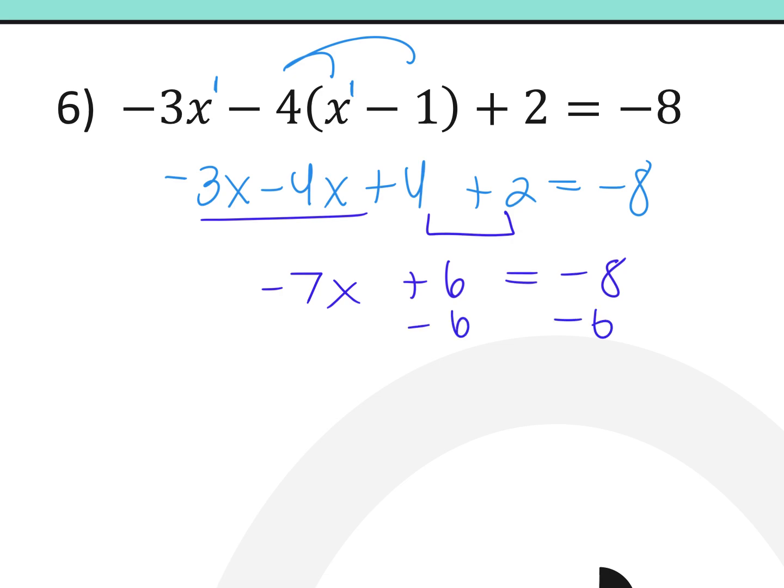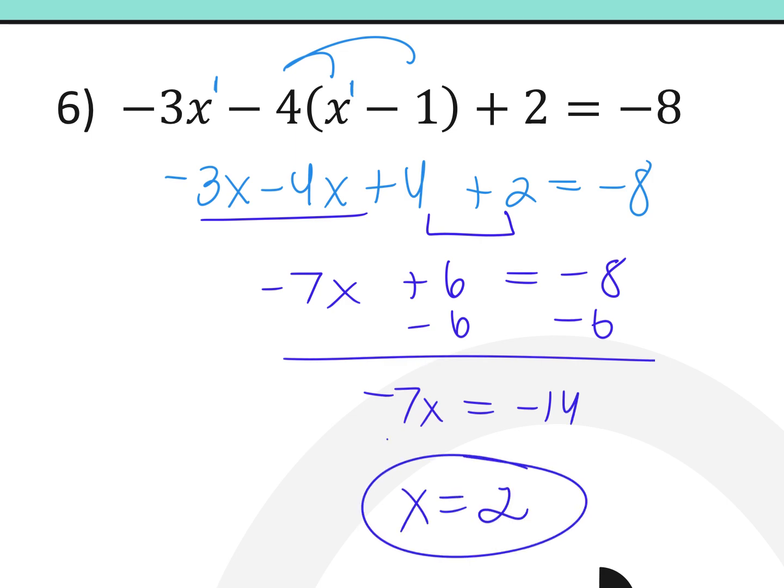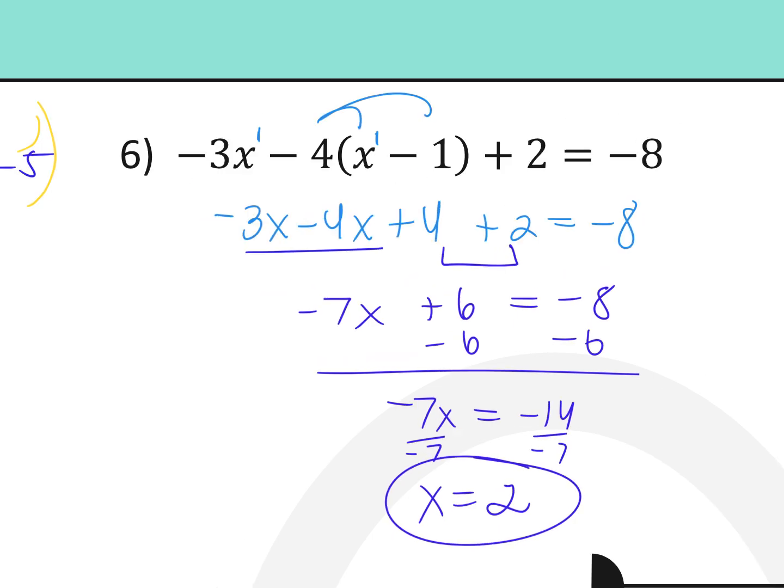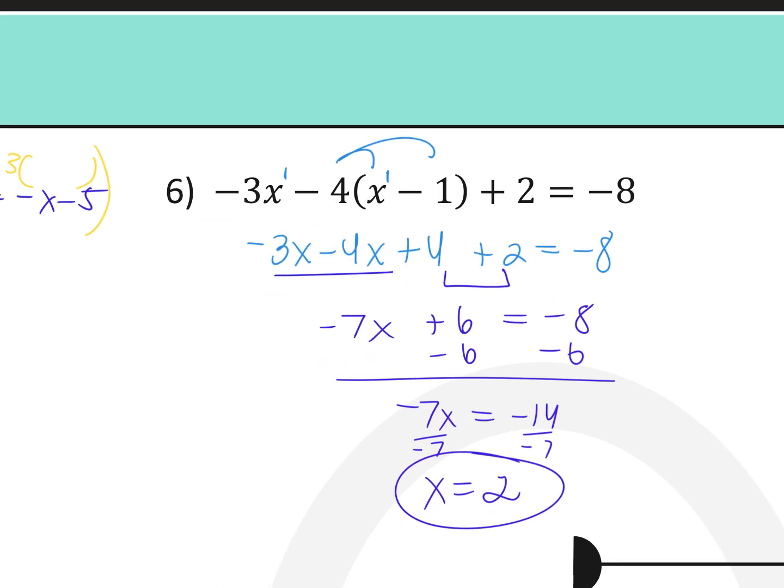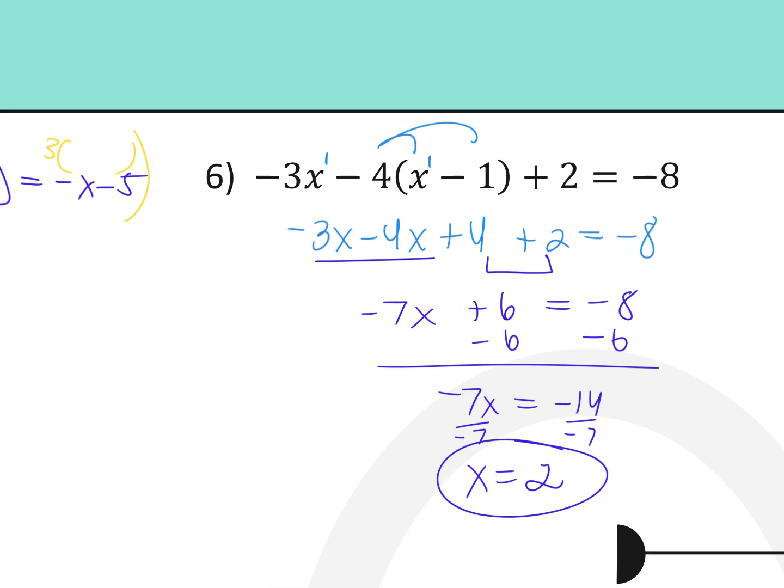Subtract 6. Perfect. So negative 7x equals negative 14. What's x equal? Positive 2. Divide both sides by negative 7. Negative divided by negative is a positive. Is it imperative? Do you absolutely have to check any of these answers so far?